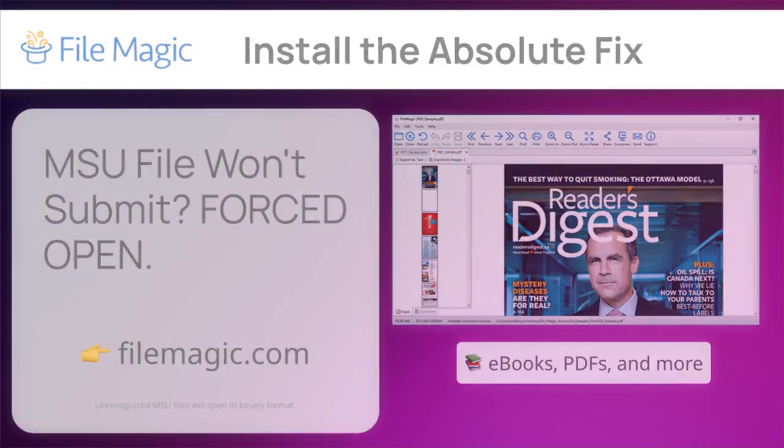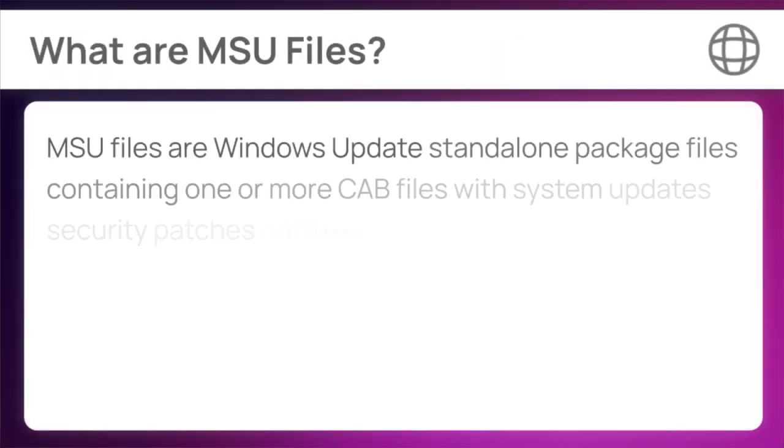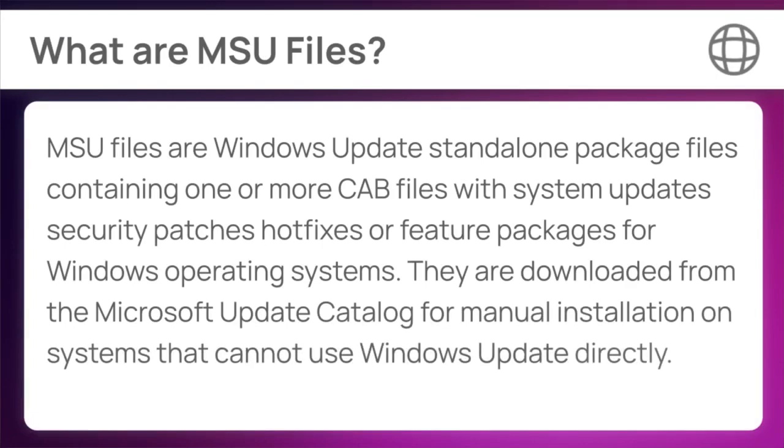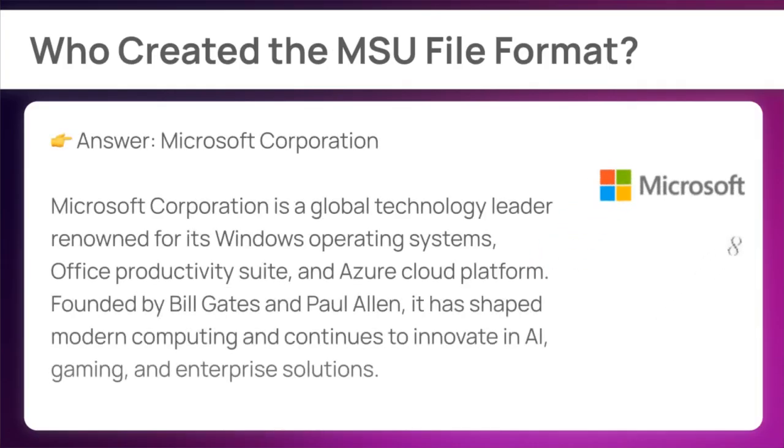MSU files are Windows Update standalone package files containing one or more KB files with system updates, security patches, hotfixes, or feature packages for Windows operating systems. They are downloaded from the Microsoft Update Catalog for manual installation on systems that cannot use Windows Update directly.